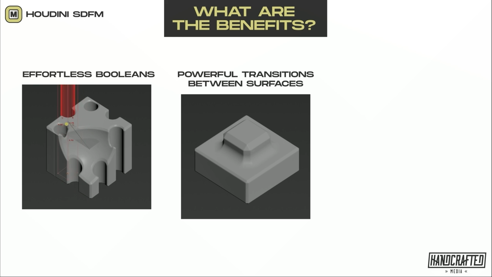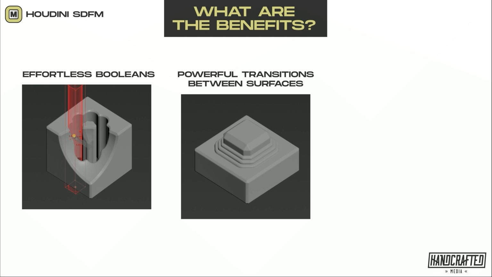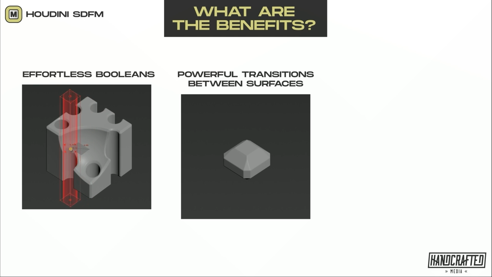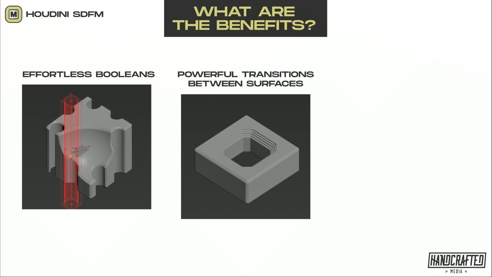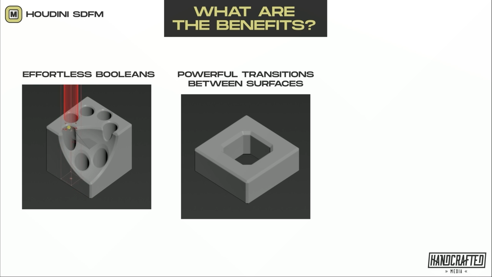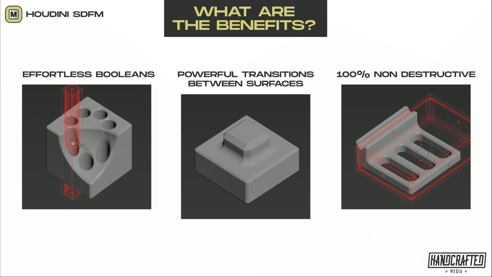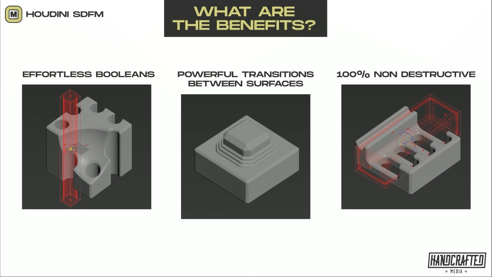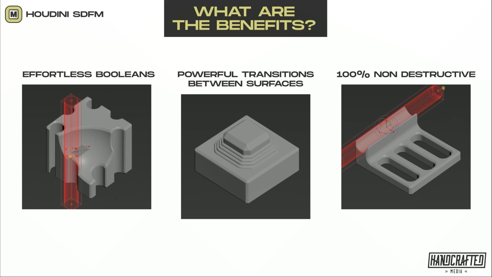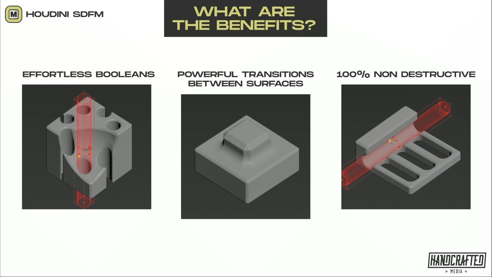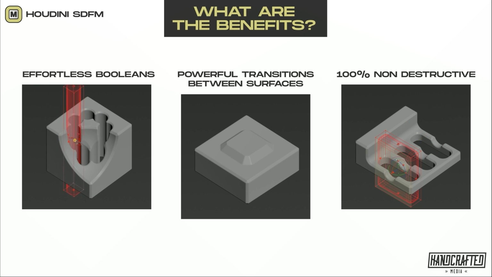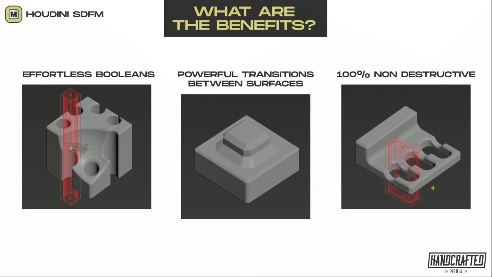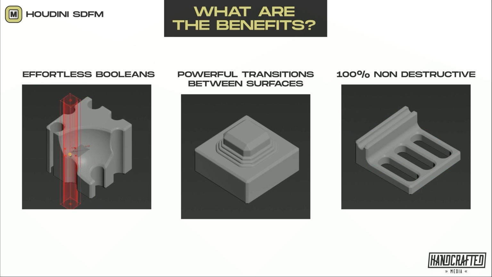We have these extremely powerful transition effects or functions that also work really well. And again, you don't have to worry about topology, which is just so cool when you're used to normal boolean polygon modeling. Finally, it's 100% non-destructive. You always have access to the source shapes that you're working with. You can always tweak the transitions. You can tweak the order of the operations. And so you never have to commit to a shape because you can always go back and tweak it.